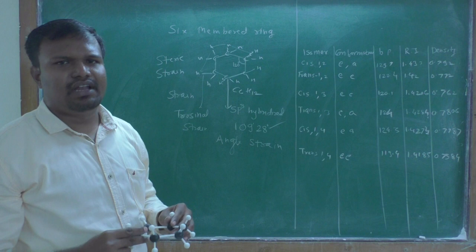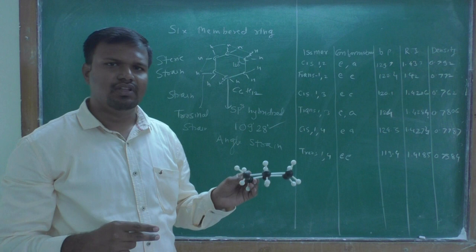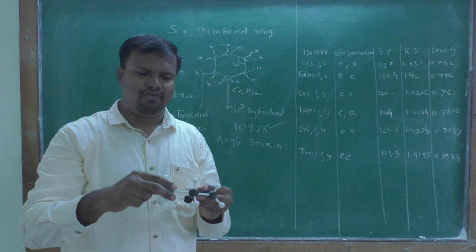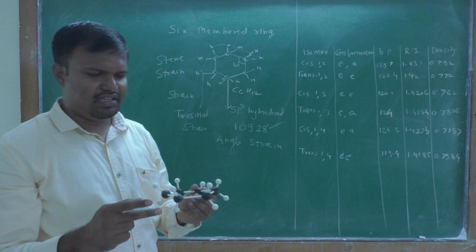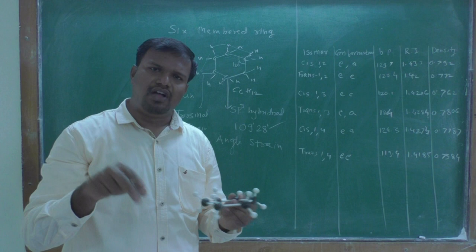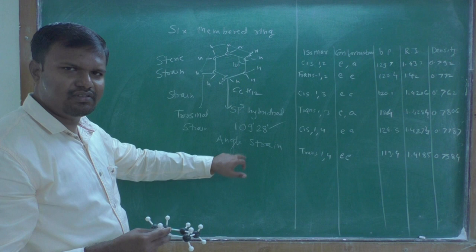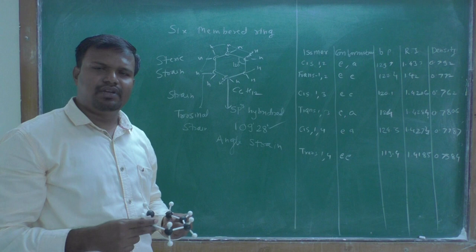Therefore, in 1890, Sachse proposed that the structure of cyclohexane is a folded form. It is not a planar form, it is a folded form. He said that all these carbons are not present in one plane. The carbons are out of plane, and due to this all the strain will be minimized. The angle strain is minimized. If it is a folded form, the 109 degree 28 minute tetrahedral angle of sp3 hybridized carbon is maintained there.